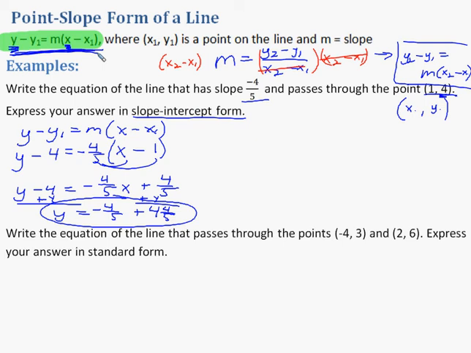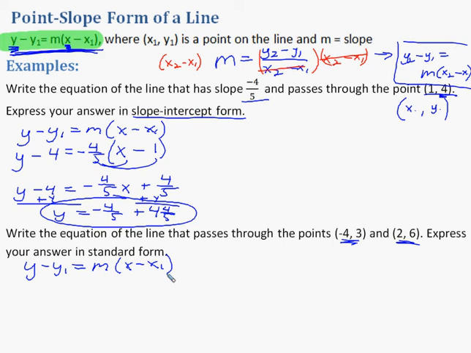The next one is similar to this one we just did, but it has an extra step. It says write the equation of a line that passes through the points (-4, 3) and (2, 6). Well, here we have 2 points, so we're set for a point. So let's write out point-slope form. y minus y sub 1 equals m times (x minus x sub 1). We have a point to put in for y sub 1 and x sub 1. We actually can choose either one. It doesn't matter which one we choose.